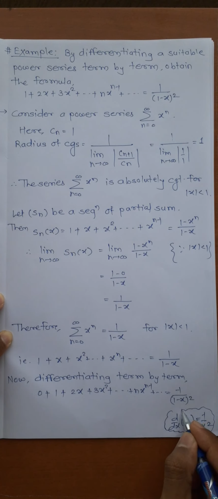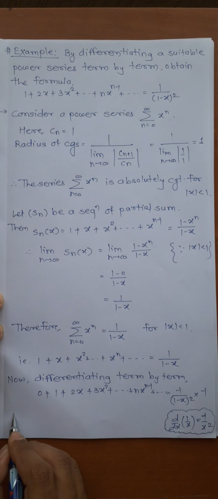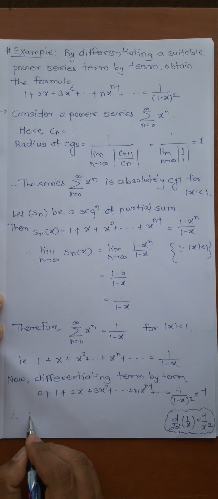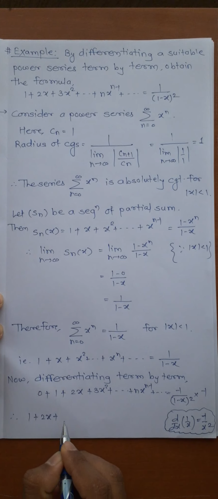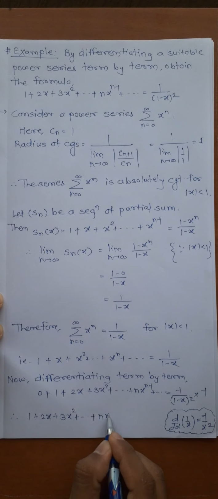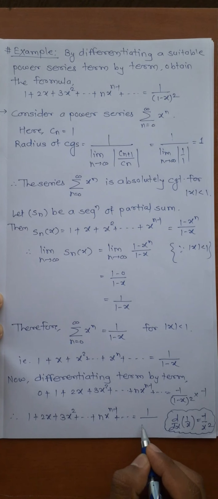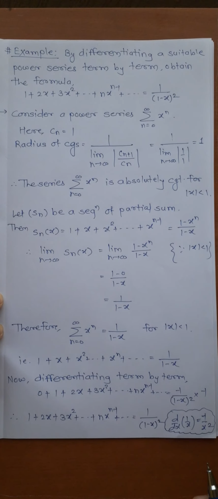Minus 1 upon its square, times again the derivative of this bracket. This is called the chain rule. What is the derivative of this bracket? It is minus 1. So minus minus plus, we will have plus. So I will rewrite the series: 1 plus 2x plus 3x square plus and so on, n x raised to n minus 1 plus and so on, equals 1 upon 1 minus x square. In this way we proved that. Thank you.